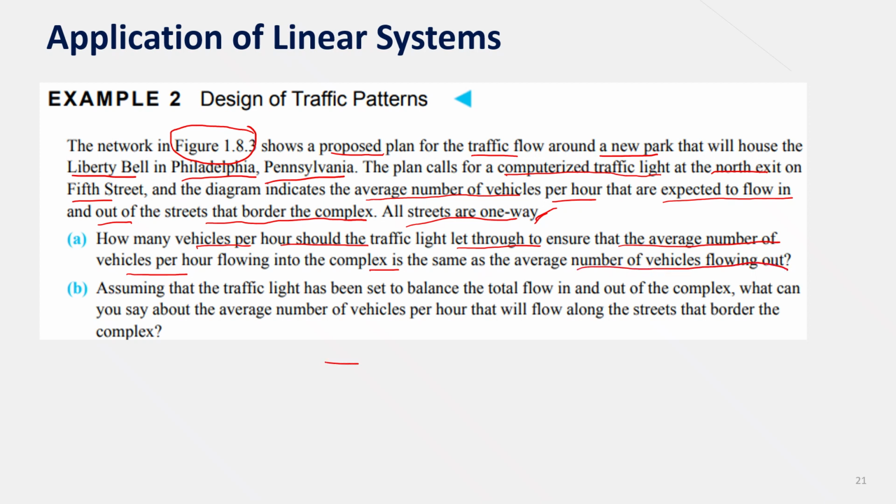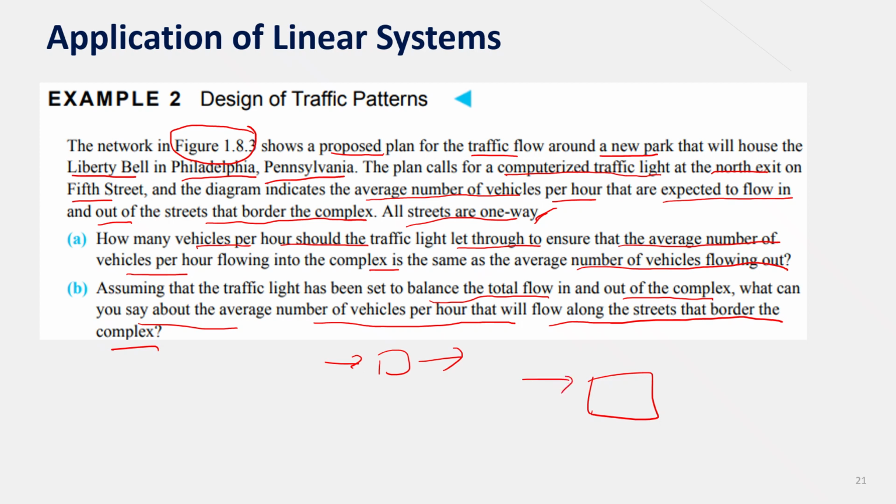So you want vehicles to go in here and then go out, with the flow being equal so that it doesn't have a bottleneck. Assuming that the traffic light has been set to balance the total flow in and out of the complex, what can you say about the average number of vehicles per hour that will flow along the streets that border the complex? So you have, let's say, a square like this. Some come up here, some go in here, some out here, some in here. So how do you manage the flow over this complex?